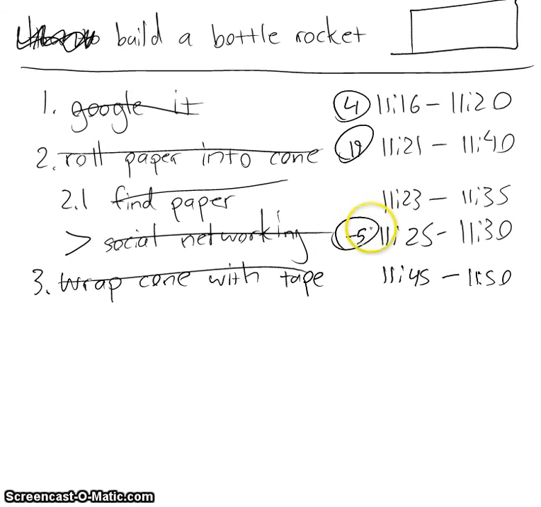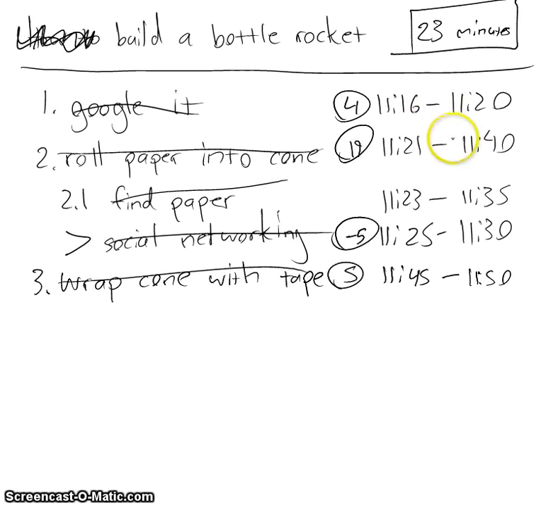remember to subtract it from the total. Then we wrap the cone with tape. That looks like it took 5 minutes. After all is said and done, we'll put our total time here, 23 minutes. So we spent 23 minutes building a bottle rocket.